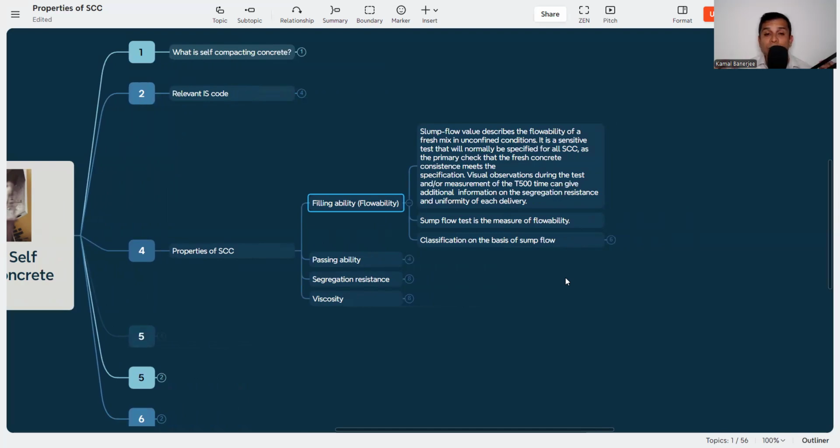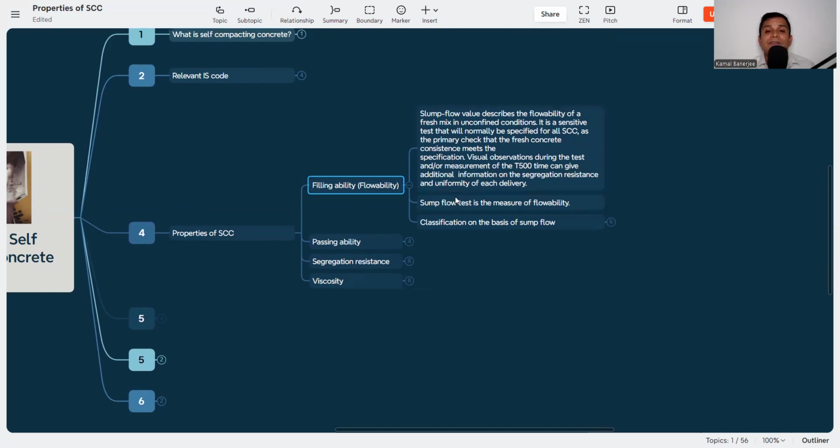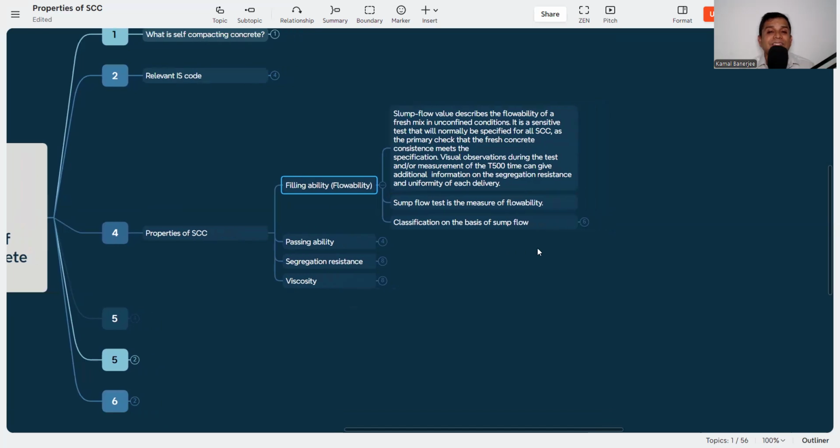So whenever we are doing any mix design, or the concrete is coming from the sources, we need to perform this slump flow, the T500 test it is called. According to the slump flow, we need to determine the flowability of the concrete. Visual observation during the test and a measurement of the T500 time can give additional information on the segregation resistance and uniformity of delivery. So slump flow test is the measurement.